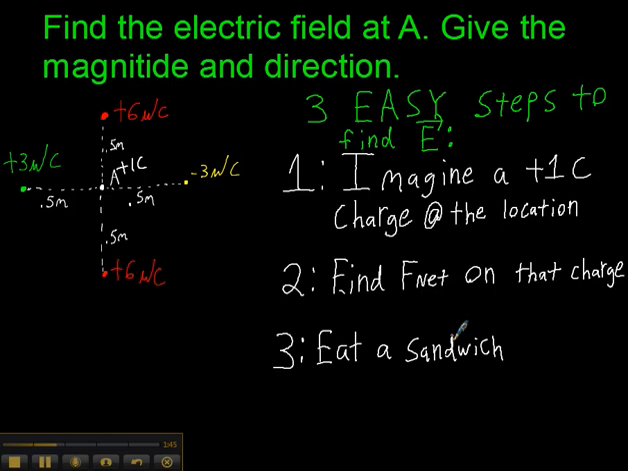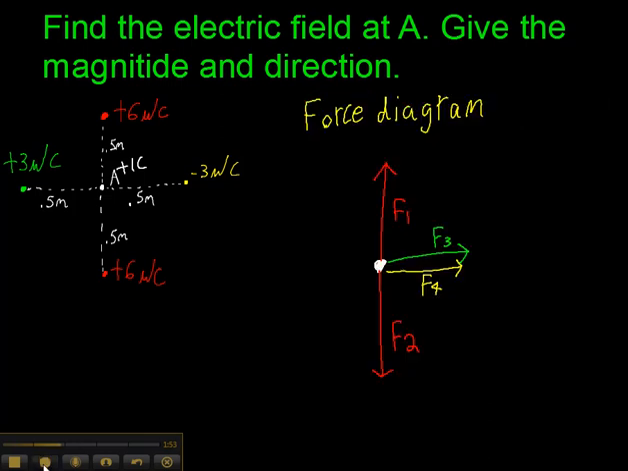Okay, so all we really need to do is just find the net force on that stinking charge, and then we've pretty much got the problem solved. So let's work on that. If we want to find the net force on our imaginary +1 Coulomb friend over here, then all we got to do is draw a force diagram just like before.